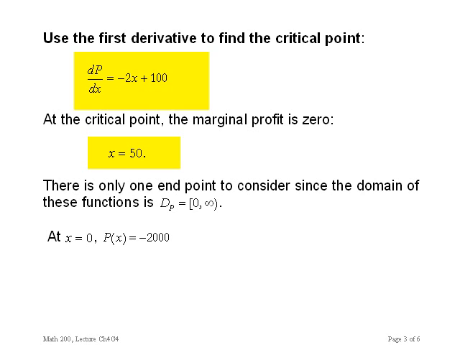There is one endpoint to consider, since the domain is closed at 0. Infinity, of course, isn't going to help us out much, but 0. So let's look at 0. At x equals 0, the profit is minus 2,000. We sincerely hope that is not our maximum profit. So let's continue and look at the second derivative.